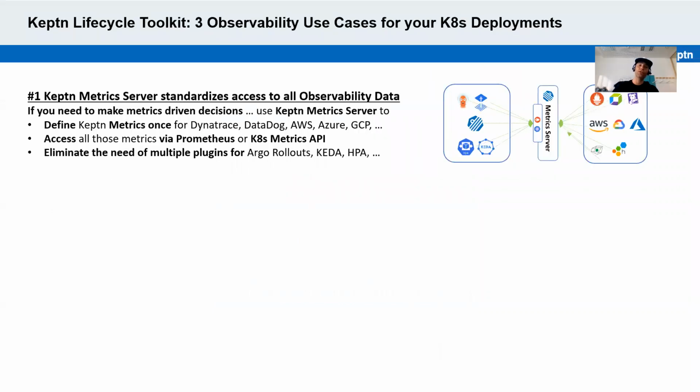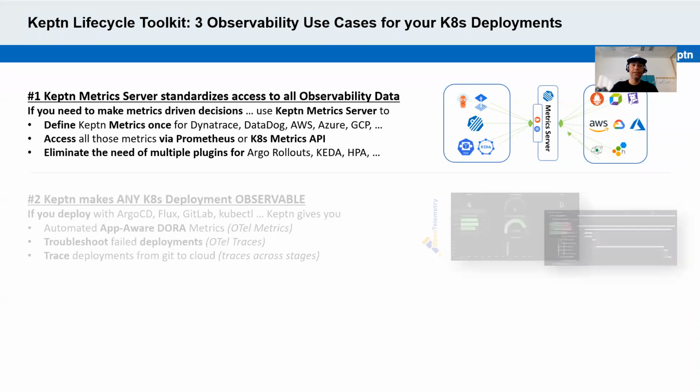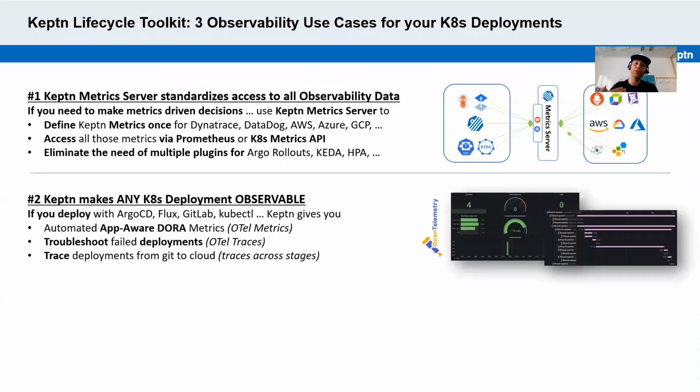First use case, Keptn Metrics Server standardizes access to all of your observability data. The second use case is Keptn makes any of your Kubernetes deployments observable. What does this mean? If you have multiple different tools that deploy into your Kubernetes cluster, whether it's Argo, Flux, GitLab, or even your kubectl, sometimes it's a little hard to figure out what really happens. Why does the deployment take that long? Why does it fail?